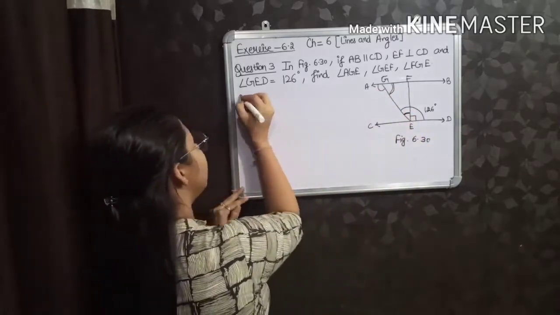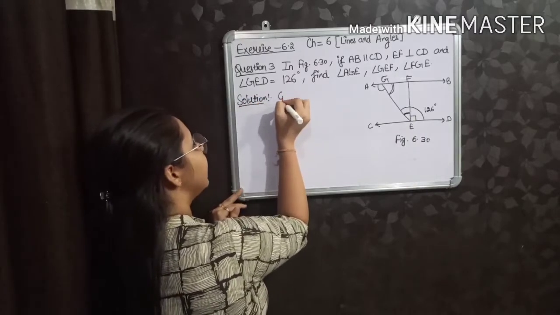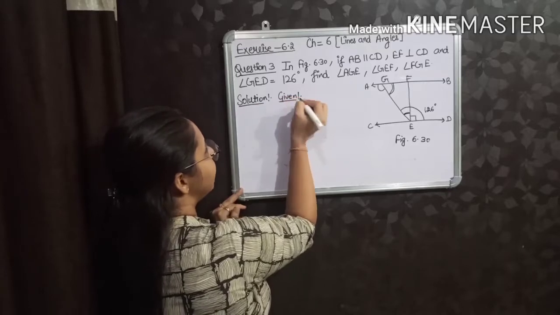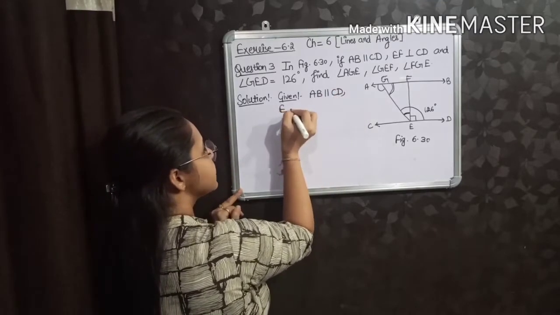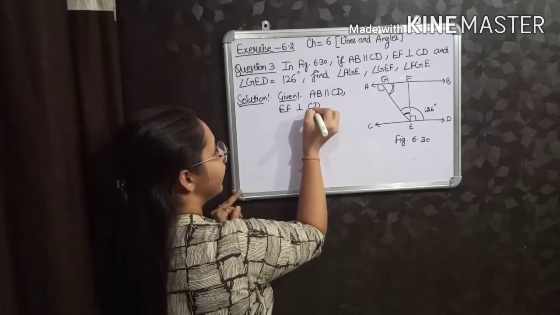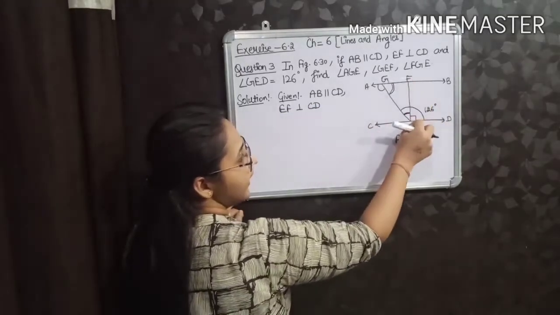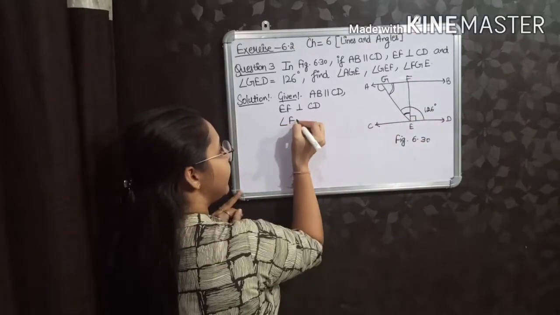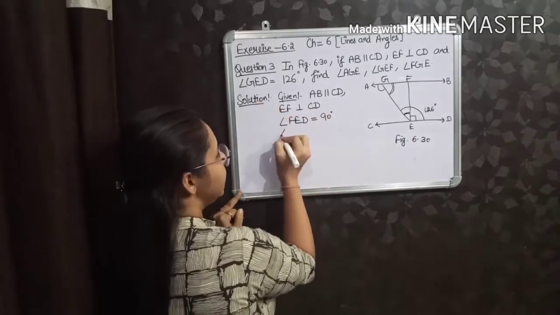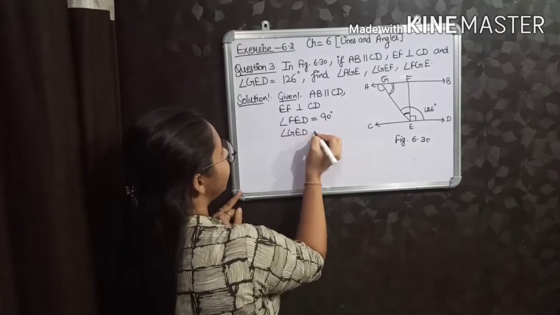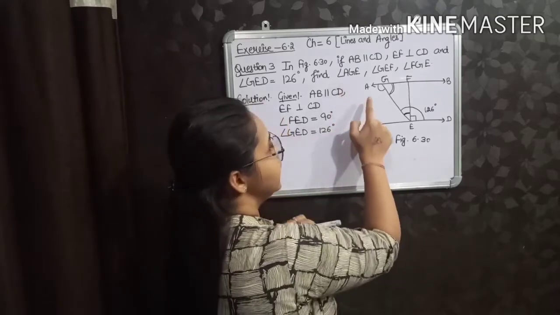Now, first of all, how will we proceed? Solution is, first we will write given. Given is AB is parallel to CD and EF is perpendicular on CD. It means if EF is perpendicular on CD, then you can write angle FED is 90 degree. And angle GED is given to be 126 degree. Now, we have to find angle AGE.